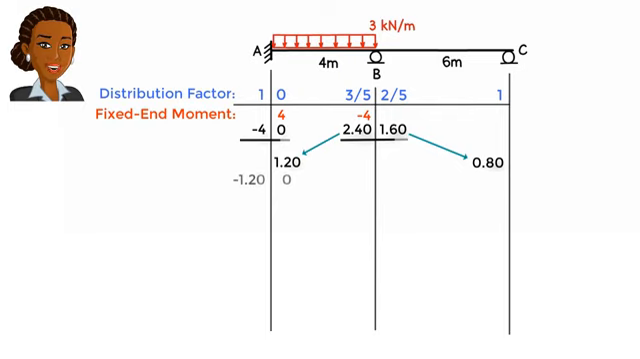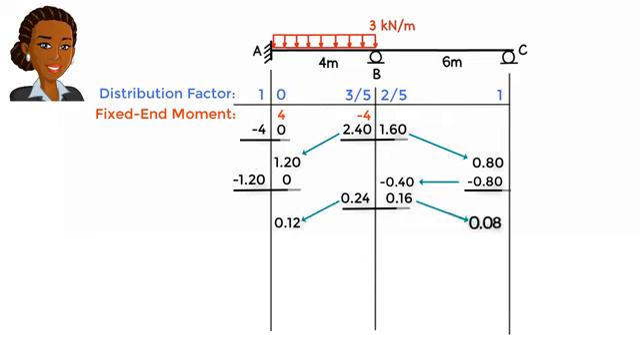Again, we balance joints A and C. Then we carry over half of the balancing moment at C to the other side of member BC. It is time to balance joint B again. Then we carry over half of each balancing moment. After a few more iterations, the moment values become negligible, signaling the end of the process.